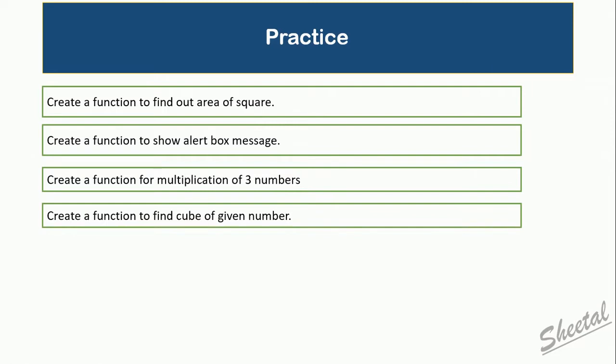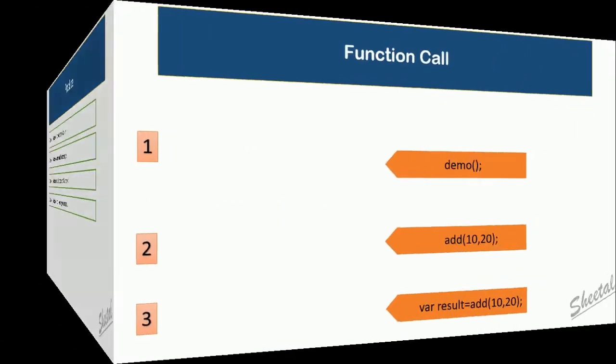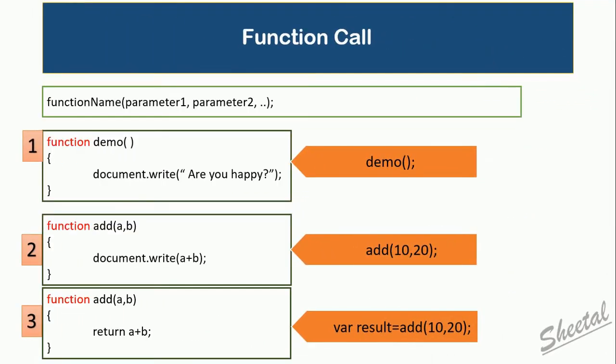Now, defining a function does not execute it. Defining it simply names the function and specifies what to do when the function is called. If you want to use a function, you need to call that function. So let's see how to call a function. We can call a function by using the function name followed by the values of parameters enclosed between parentheses and a semicolon at the end. Calling the function actually performs the specified actions.